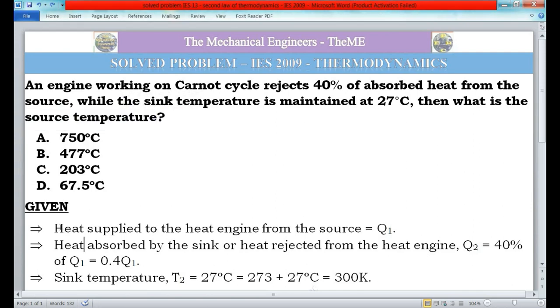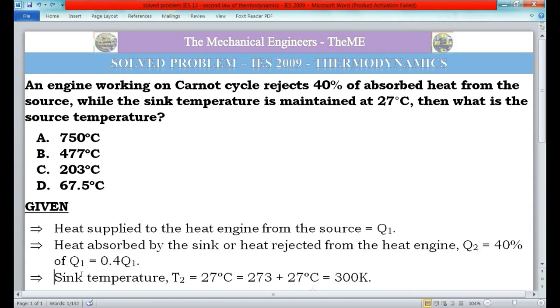Now I will list out the given conditions. So the first condition is heat supplied to the heat engine from the source. That is, the heat absorbed by the heat engine or heat supplied to the heat engine is taken as Q1. The second condition is heat absorbed by the sink or heat rejected from the heat engine, taken as Q2. That is, the heat rejected to the sink is Q2, and Q2 is nothing but 40% of absorbed heat, which is 40% of Q1. So this 40% of Q1 is nothing but 0.4 times Q1.